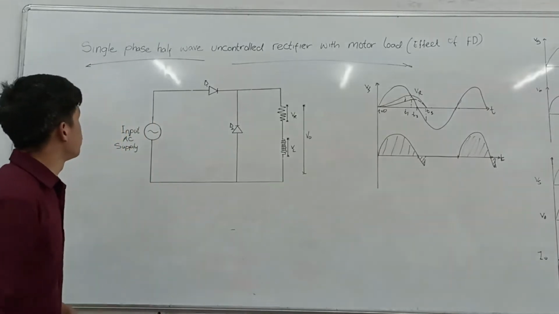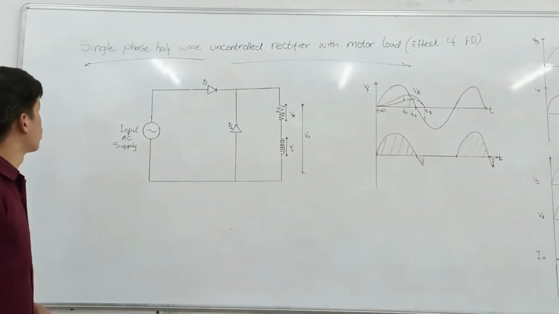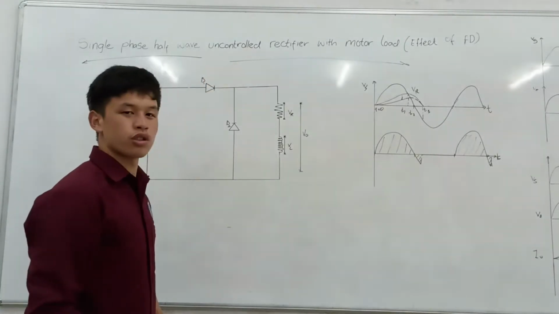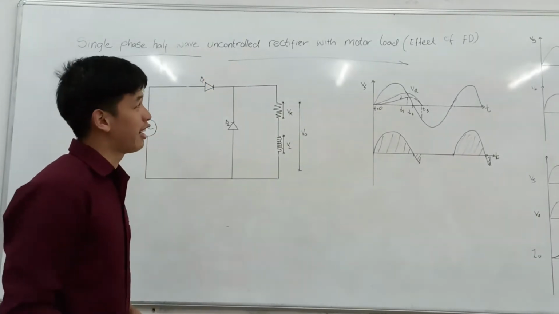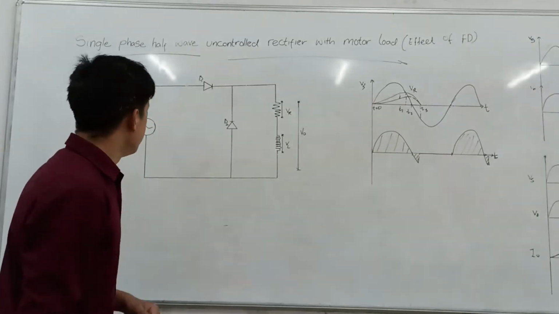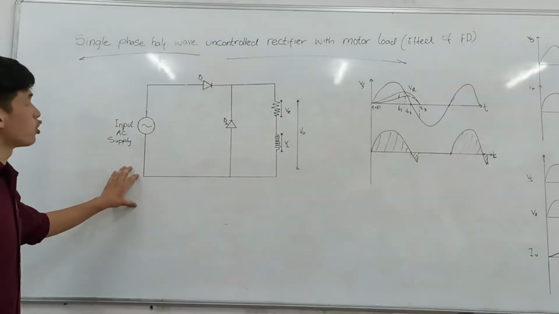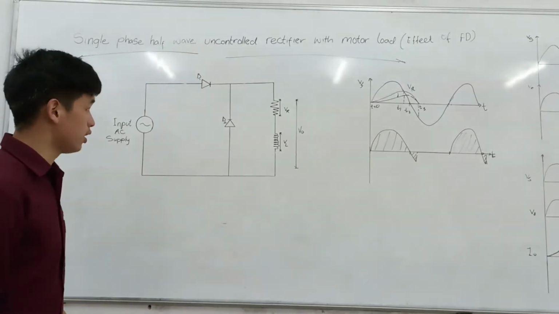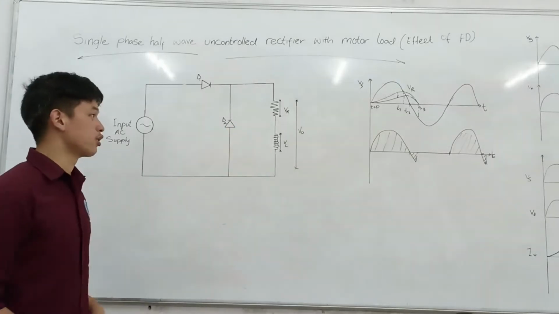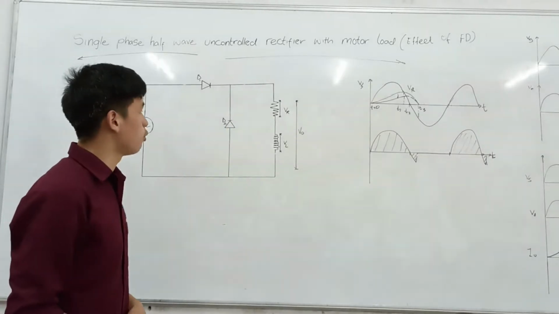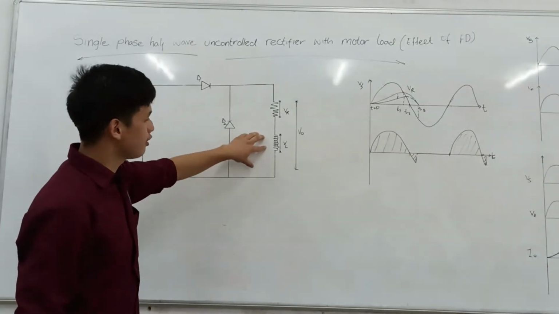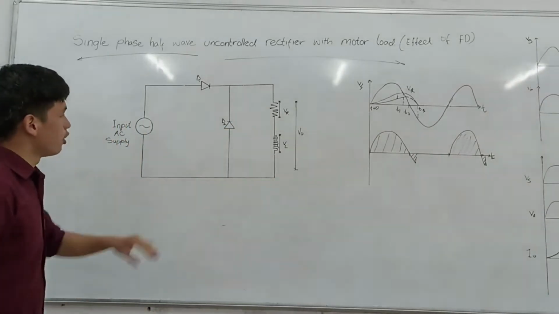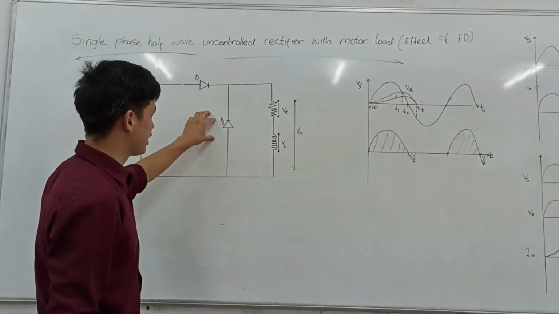And today we will be doing a practical on a single phase half wave uncontrolled rectifier with motor load, and we will study the effect of the freewheeling diode. This is the circuit diagram for the single phase half wave uncontrolled rectifier with a freewheeling diode connected to a motor load. A motor load is basically an inductor and a resistance connected in series. And here we have D2, which is a freewheeling diode.